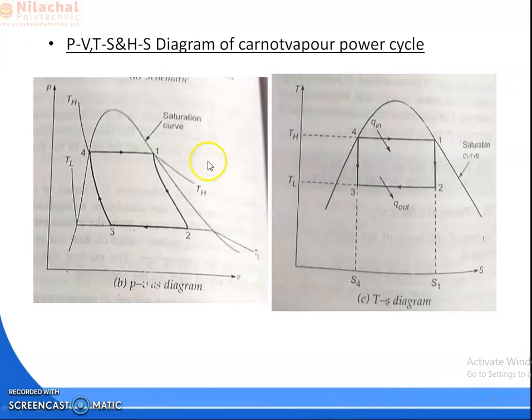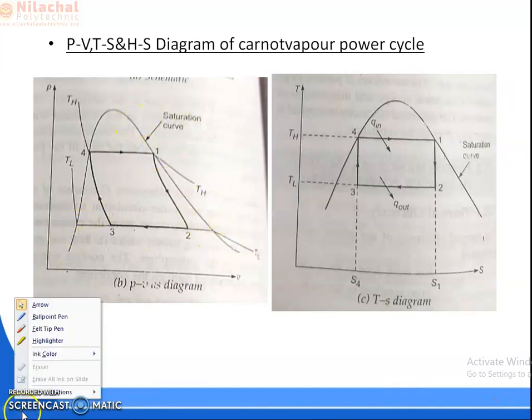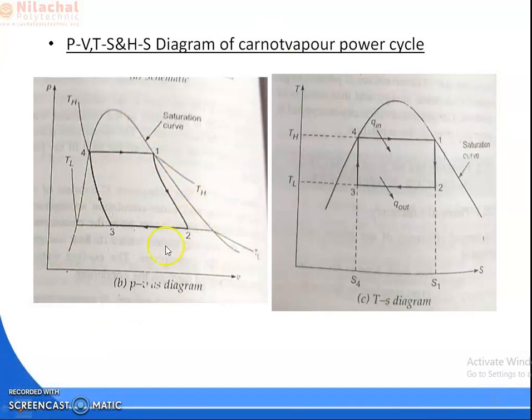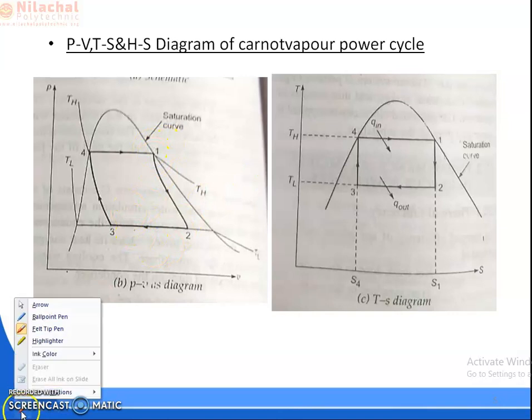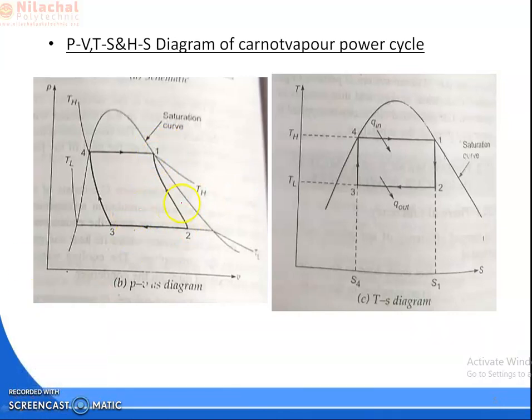Okay. So you can see here, this is your PV diagram. In the PV diagram, this one is your point 1. What is that point 1? Point 1 is your boiler outlet. From the boiler outlet, this is your critical point. This line is your saturated vapor line, and this line is your saturated liquid line. So point 1 must be on the saturated vapor line, because we are getting saturated vapor.